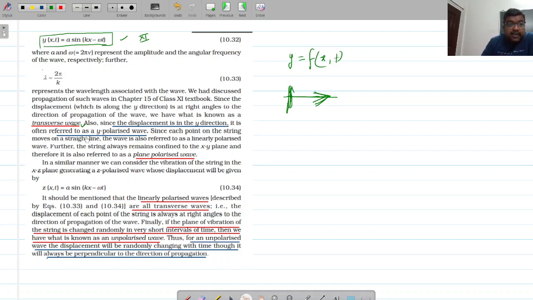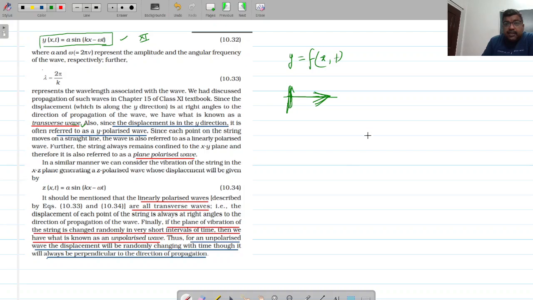It is a transverse wave, and since the displacement is in the y direction, here we are going to use a new term also. It is often referred to as a y polarized wave. Here the particles are vibrating along the y-axis, so we call it a y polarized wave. And the string always remains confined to the xy plane.